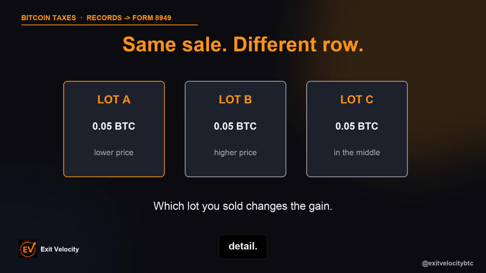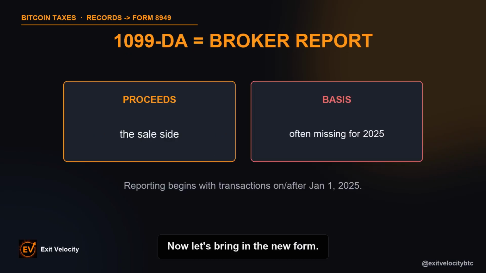That is why this is not an accounting detail. It changes the output. The row on Form 8949 is not just sold Bitcoin. It is sold this Bitcoin, acquired on this date, with this basis. That little word, this, is the whole game. Now let's bring in the new form.